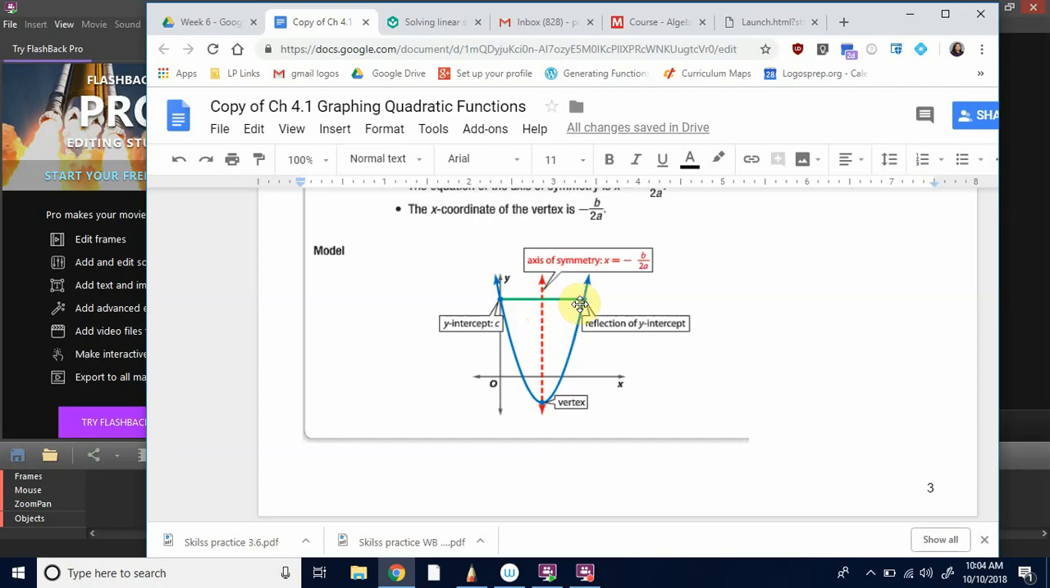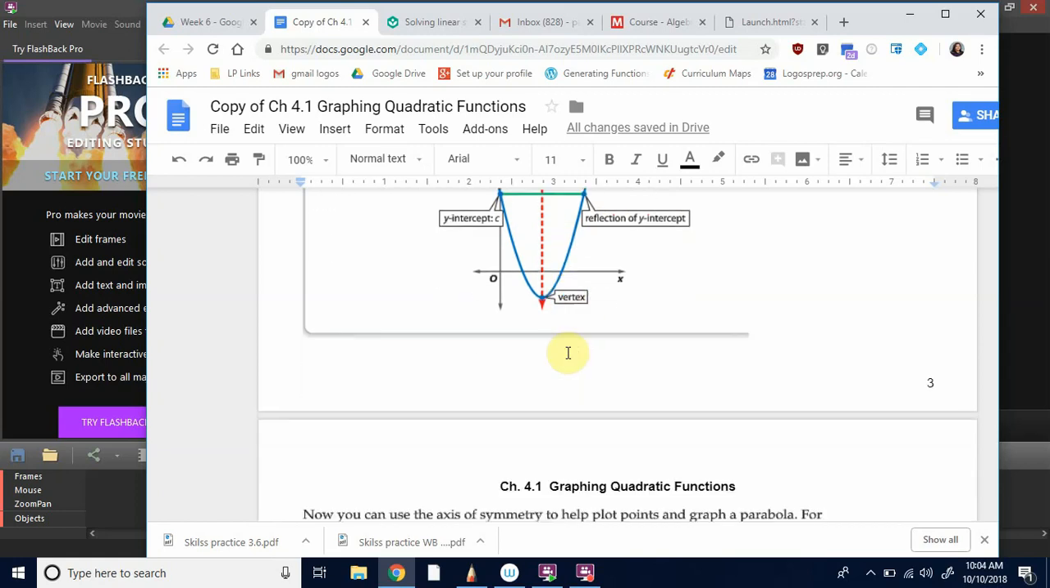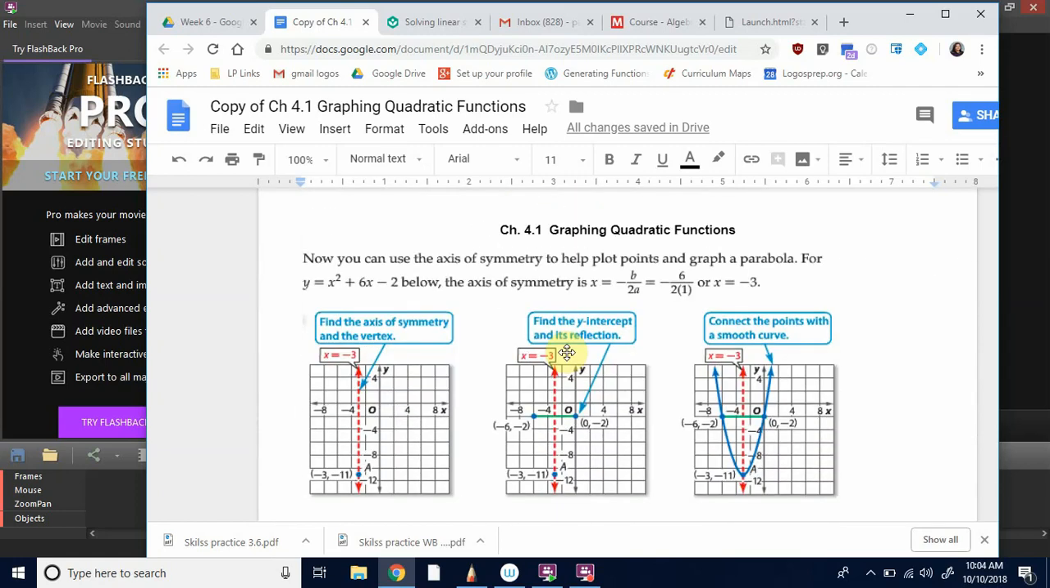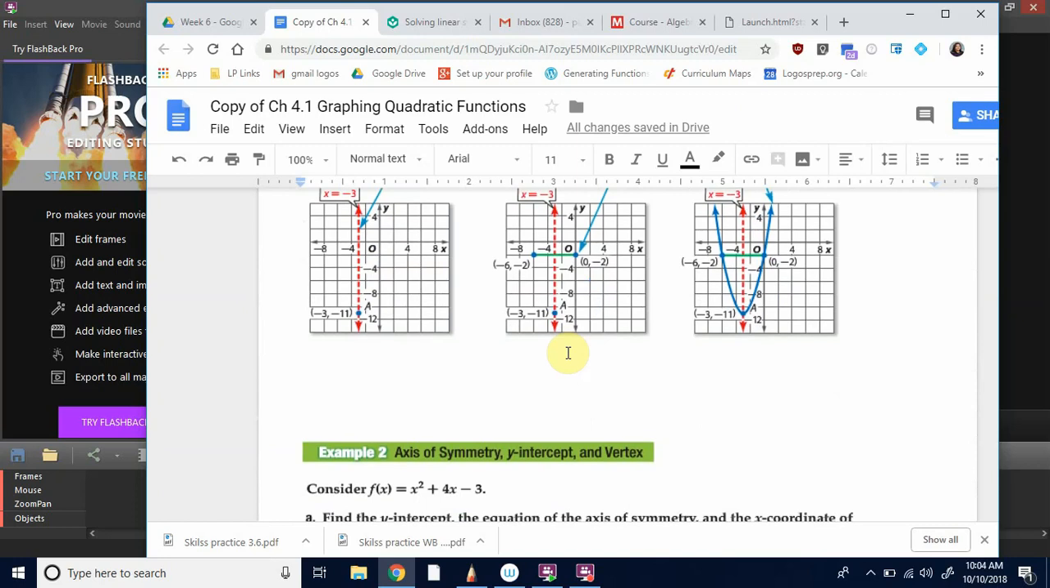You take that and you go this direction, that same amount of points, and you can get this point over here, and you see that this is a reflection of the y-intercept. Okay, so now that we know that, let's continue. So you can use the axis of symmetry to help plot points and graph a parabola.